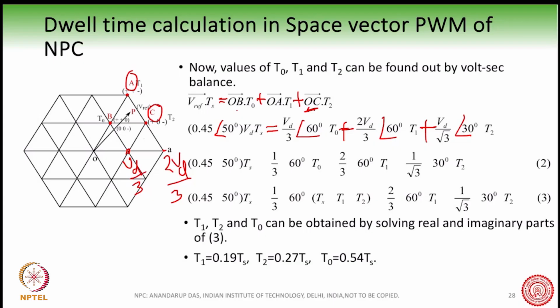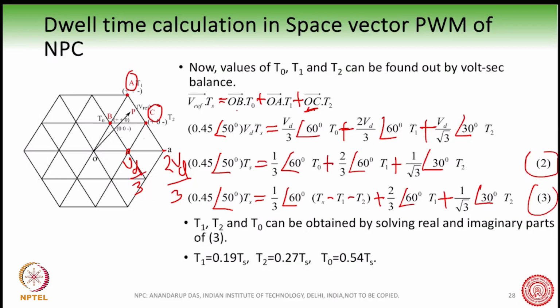So you have got this one. Therefore, you can always find out the real and imaginary components of this equation. Okay, this is what equations 2 and 3 will tell us. So if you solve these 2 and 3 equations, what you will get is T1 equal to 0.919 TS, T2 0.27, and T0 as 0.454 TS.